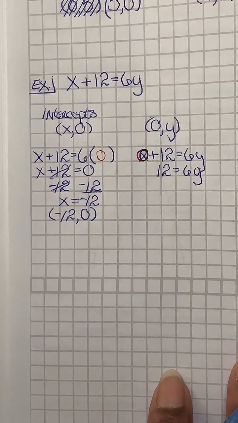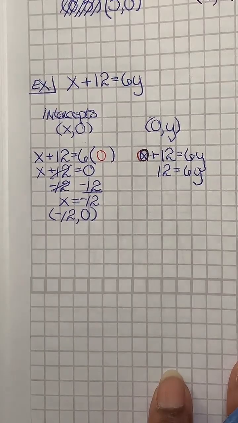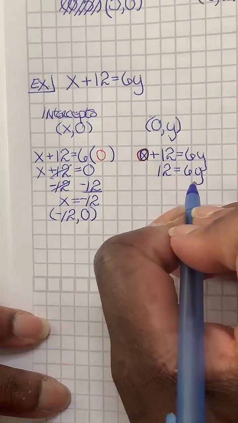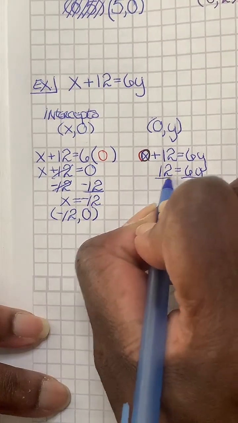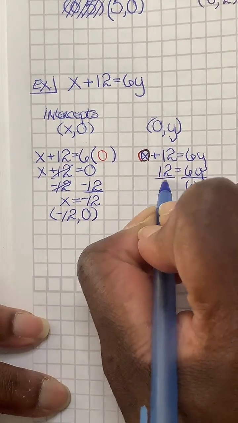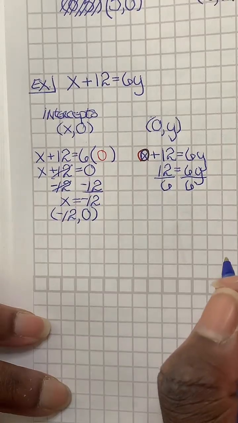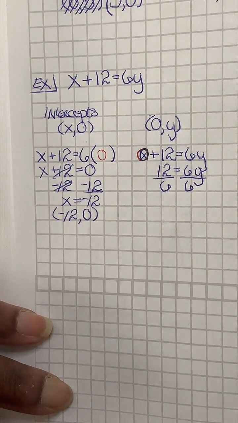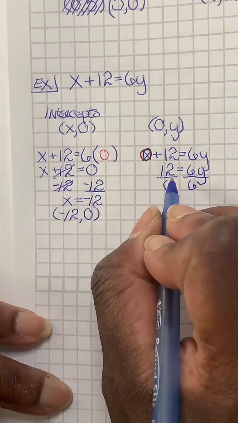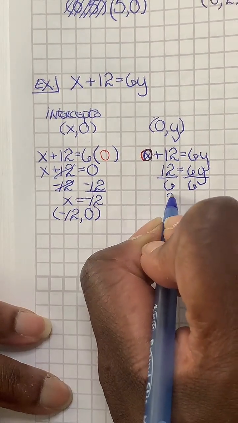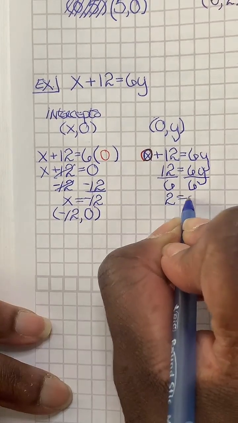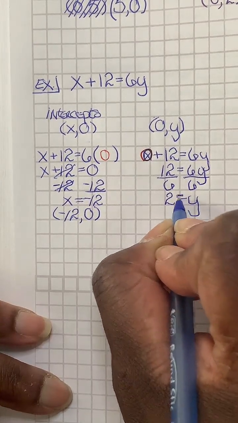Divide by 6 on both sides. I love that. So we are dividing by 6 on both sides. Yes? I'm doing a little short DPE. Look at you. So 12 divided by 6 will give me 2. And 2 equals y.